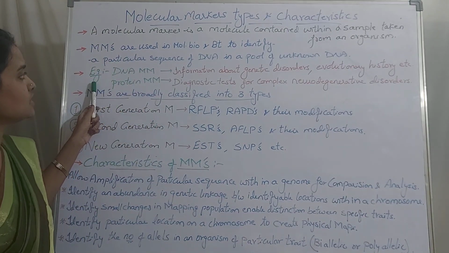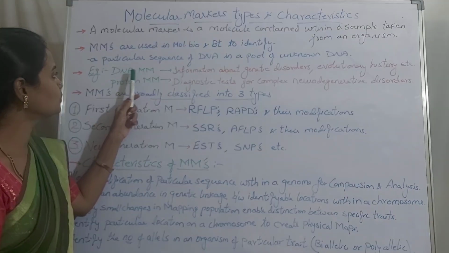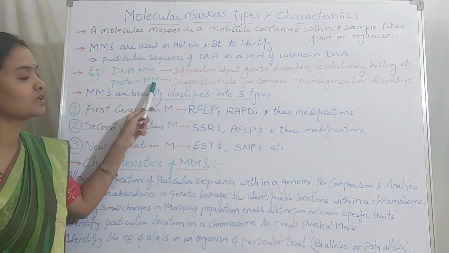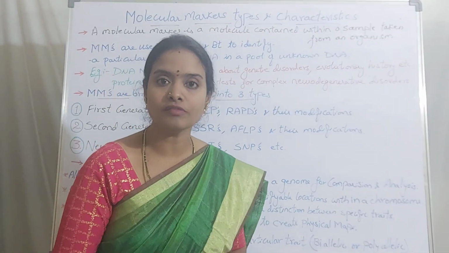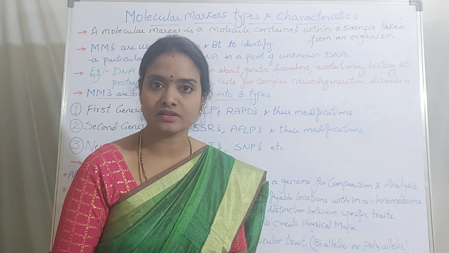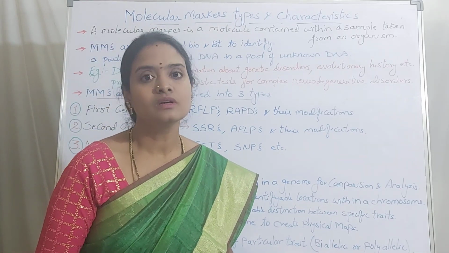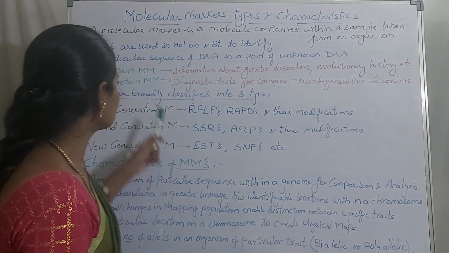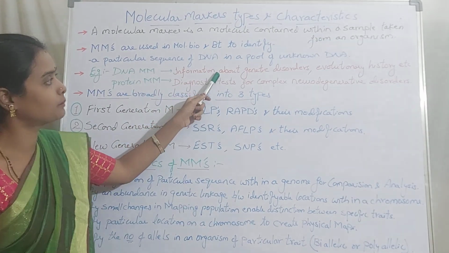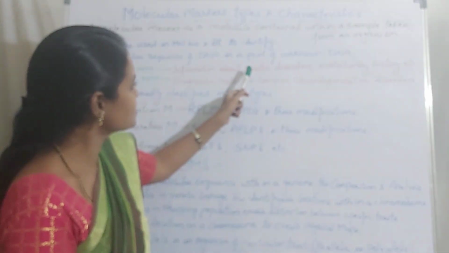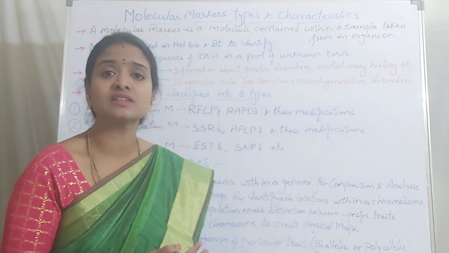So here if you see what are the different types of markers, basically you have DNA molecular markers and protein molecular markers. These molecular markers are mostly used in case of diagnosis, right? In case of diagnosis or in case of differentiating the DNA from the DNA pools, right? So here you have DNA molecular markers. They contain the information about the genetic disorders. That means the genetic disorders are caused due to some variations in the genes, right?